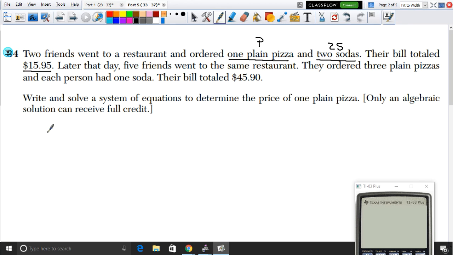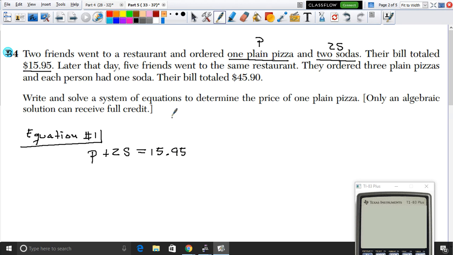So this is saying that if we're going to build an equation, let's call this equation 1. Equation 1 is saying if you buy a pizza and you add two sodas, you're going to have a total of 15.95. This is what this line is saying.